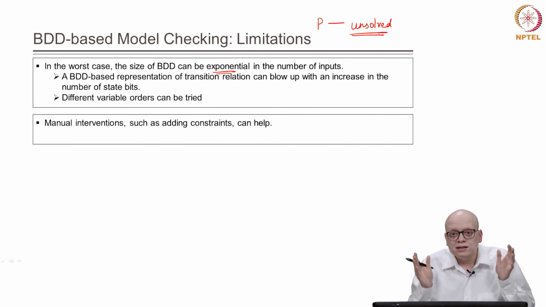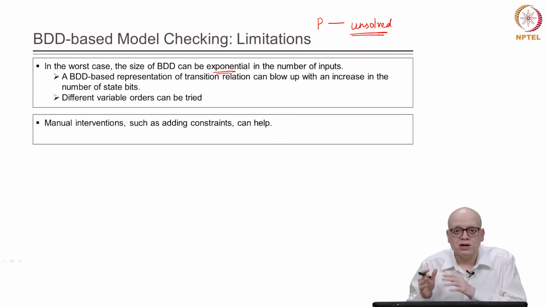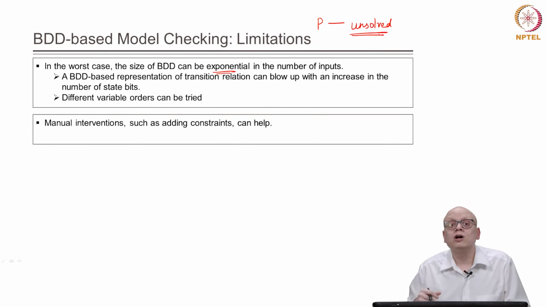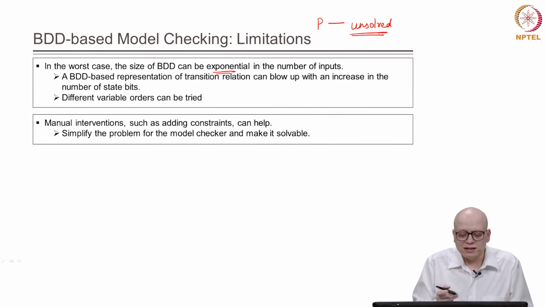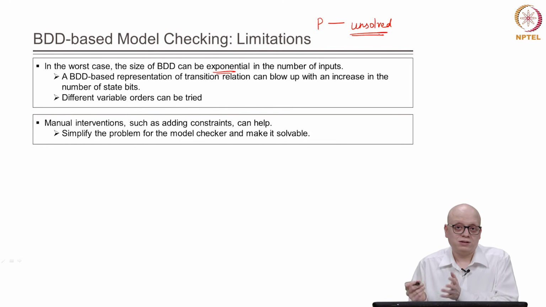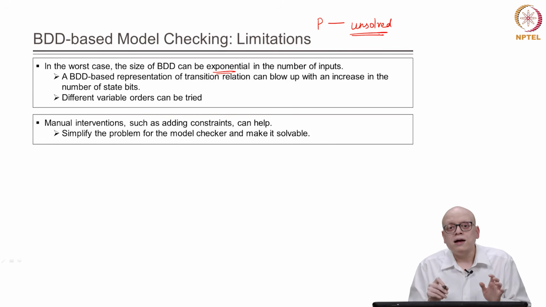If we know that some variables cannot take some values, then we can provide those constraints, or if there are some assumptions or similar things, we can provide some hints to the tool which can help solve the problem. So, we simplify the problem for the model checker and make it solvable. That is one way, a workaround, we can try.